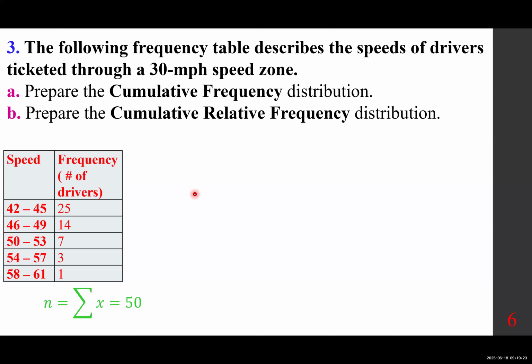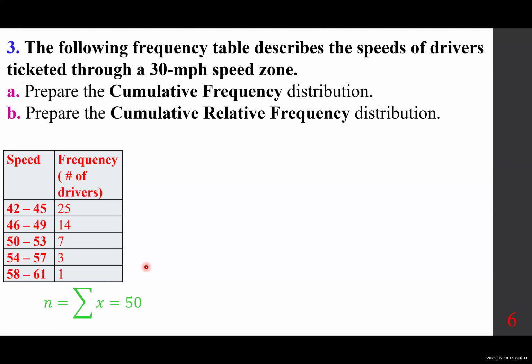So in essence, we are looking at the same question. We are preparing the cumulative frequency distribution, and then from there, the cumulative relative frequency distribution and so forth. Now, the moment I see cumulative, that means the lower limit remains the same. If I want to go with the limits, I would write 42 to 45, 42 to 49, 42 to 53, 42 to 57, 42 to 61.